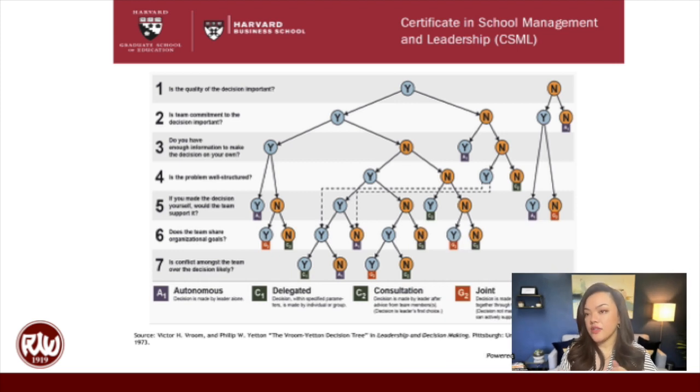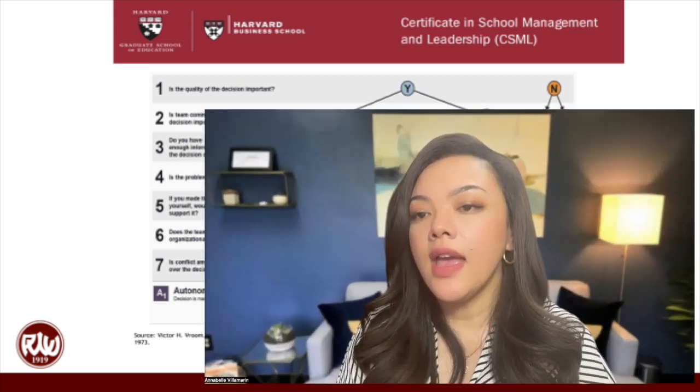So what I like about this visual is you first start with, is the quality of the decision important? Of course, it's very important. It's very impactful. So you pick the Y, which is the yes. And the N, of course, is the no, right? So you say yes to that, right? And then you go on to number 2. Is team commitment to the decision important? Of course, because they are at the forefront of service learning. So I click again, or I pick Y, which is yes, and so on.